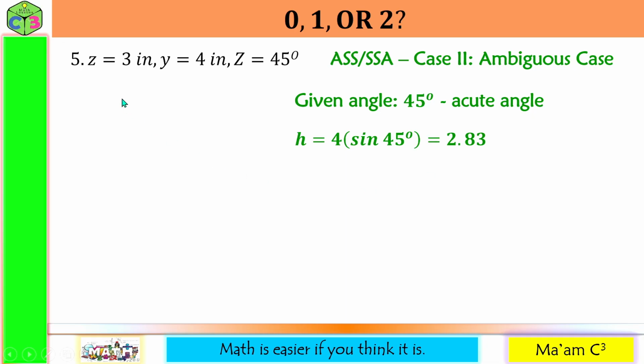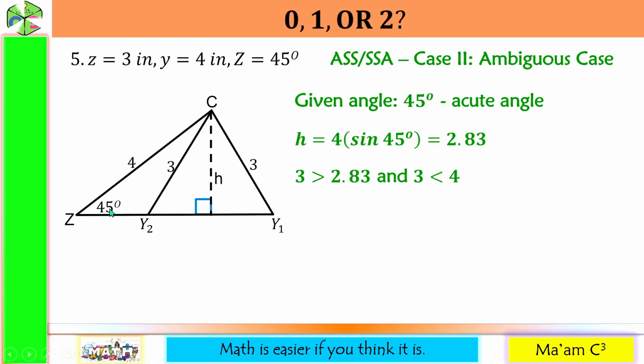Let us compare the opposite side given to our height. 3 is greater than 2.83. But 3 is less than the other side given. 3 is less than 4. So if I'm going to construct my triangle, it would look like this. Here is the given angle, angle Z. Here is the opposite side, 3. And it is greater than the height, but less than the other side given. So I have two intersections here. Therefore, I was able to form two triangles.